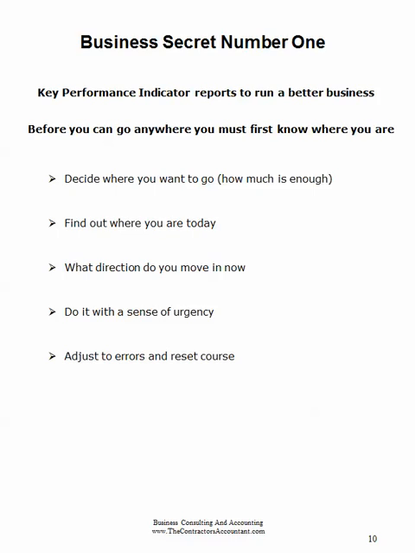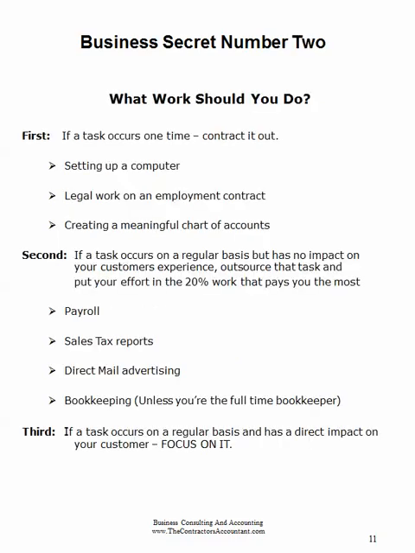We have a number of business secrets. I'm just going to give you an overview. Business secret number 1 is the key performance indicator reports that help run your business, because you need to know where you want to go. Find out where you are today and what direction you're moving in. Do the sense of urgency, adjust errors, and reset the course. This is kind of a miniature strategic planning seminar as well, built into the QuickBooks.